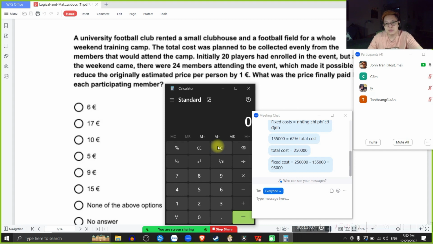The total cost was planned to be collected evenly from the members that would attend the camp.